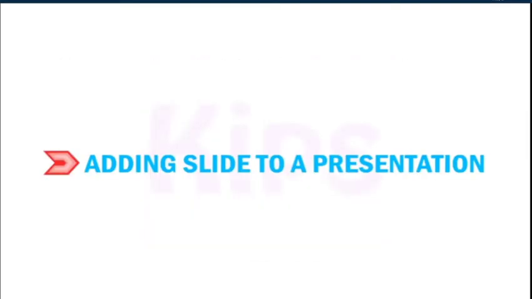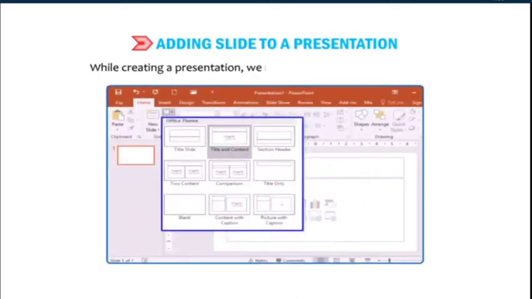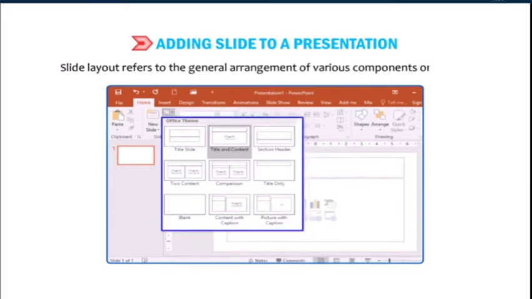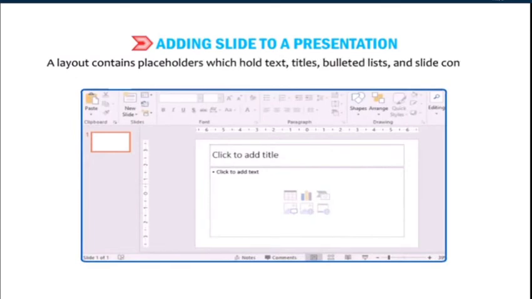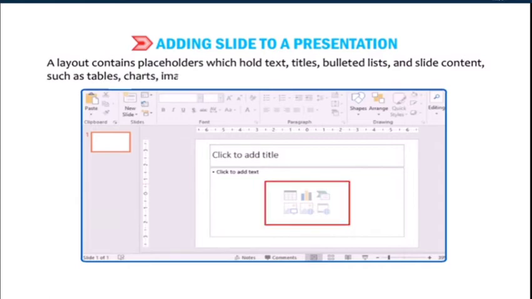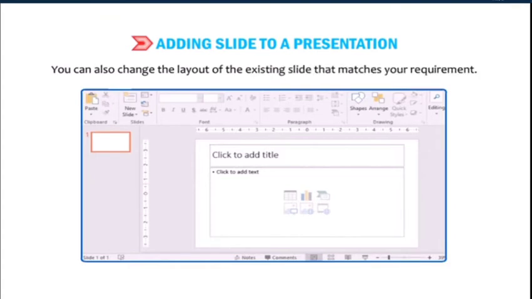Let us first learn how to add a slide to presentation. While creating a presentation, we may need to insert new slides in it. Whenever we add a new slide, we have to select its layout first. Slide layout refers to the general arrangement of various components on a slide. A layout contains placeholders which hold text, titles, bulleted list, and slide content, such as tables, charts, images, movies, and sound clips. You can also change the layout of the existing slide that matches your requirement.